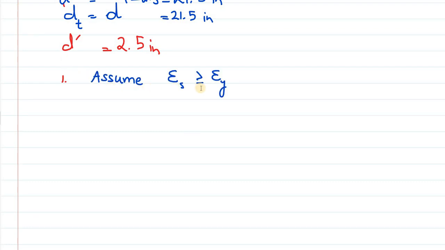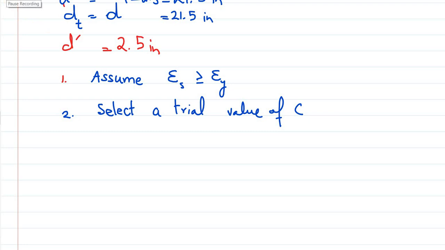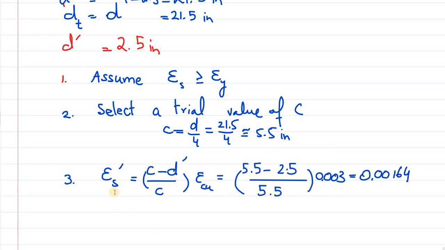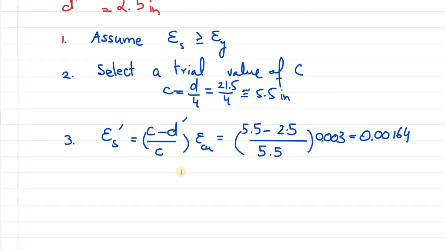So assume epsilon s is equal to or greater than epsilon y. Next you select a trial value of C. The general starting guidelines are that you should start with a value of C between d by 3 and d by 4. Let's take a value of d by 4. So we have taken some value of C close to d by 4, some 5.5 value, and next step is calculate epsilon s prime based on this formula, put the values, so you get this answer.